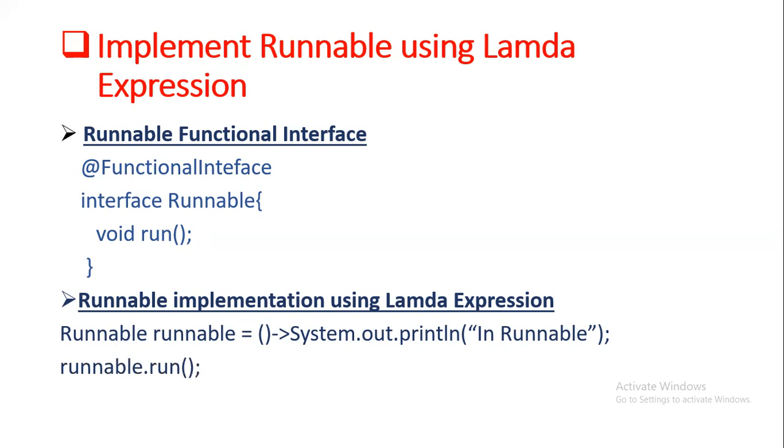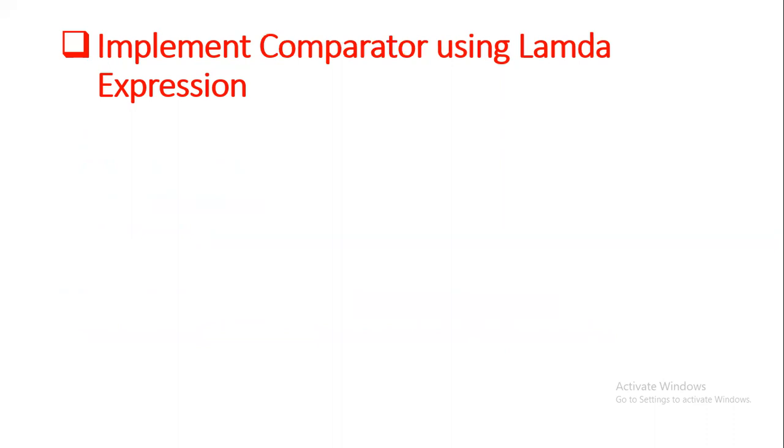In the same way, there is Comparator. Comparator is also made a functional interface. Why? Because it also contains only one abstract method.